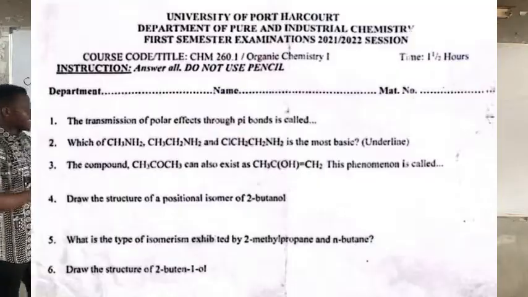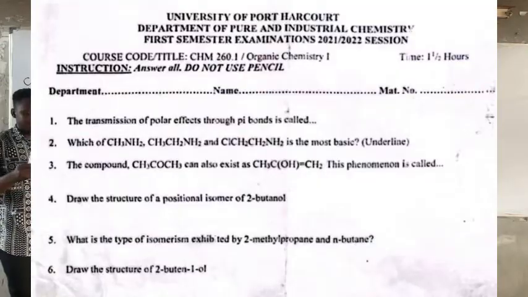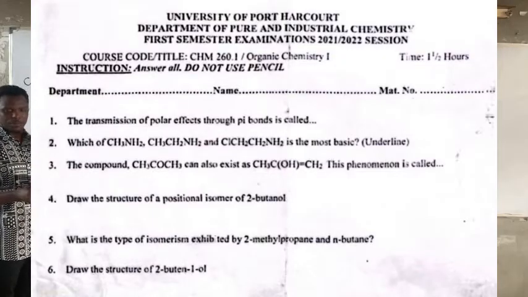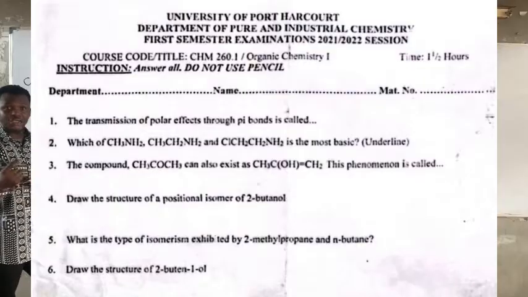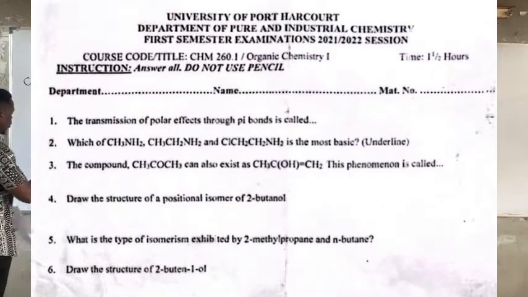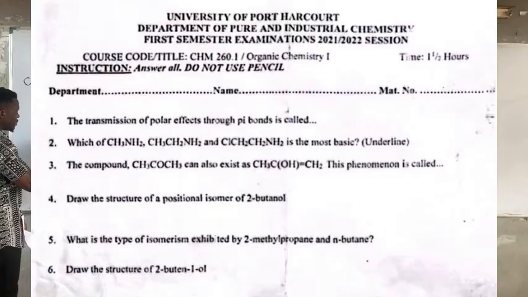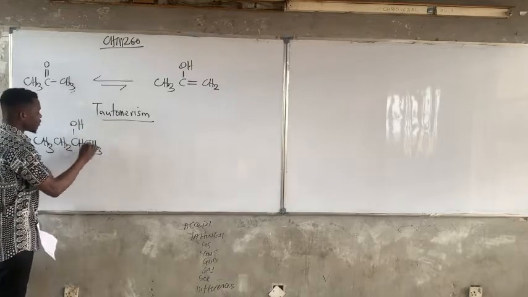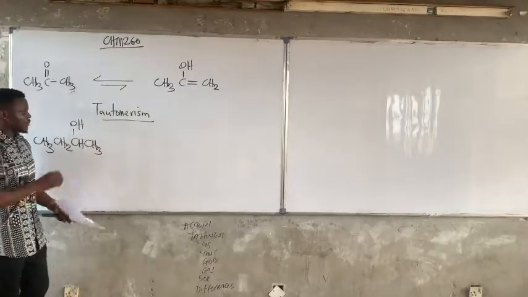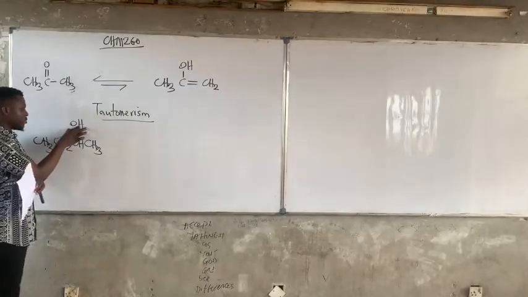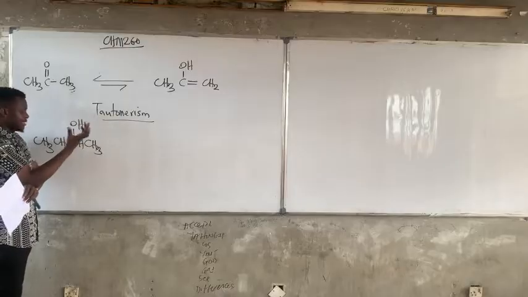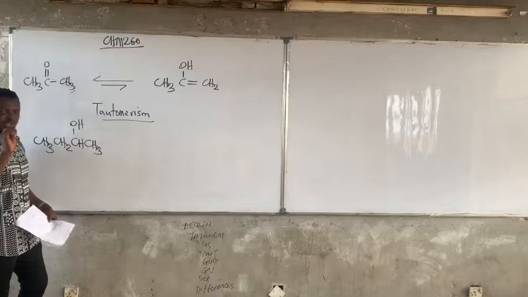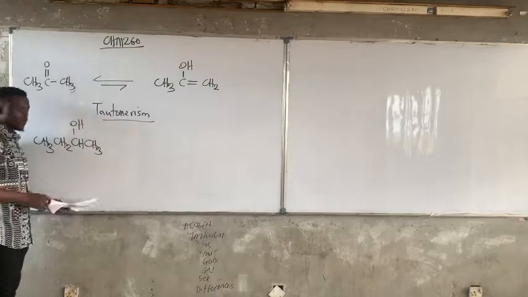Now let's start number 4. Number 4 says, draw the structure of a positional isomer of 2-butanol. Now, 2-butanol is CH3CH2CH(OH)CH3. A positional isomer is a type of isomer whereby two compounds with the same molecular formula differ in their structure based on the position of the functional group.